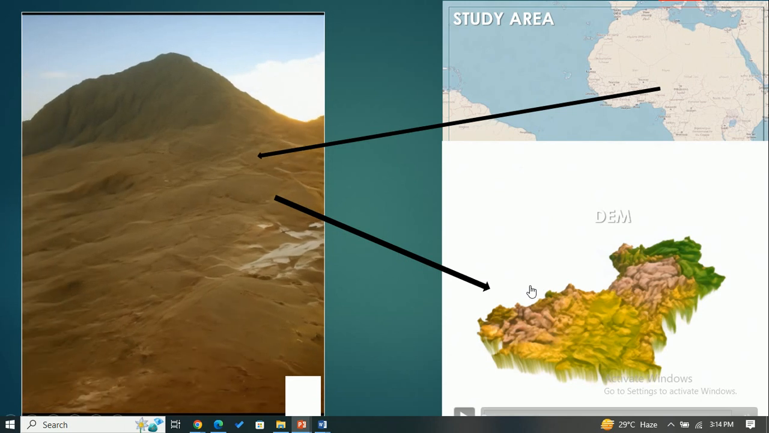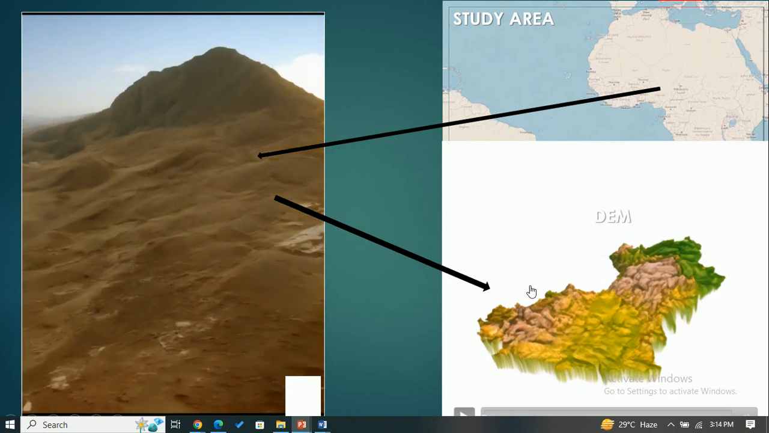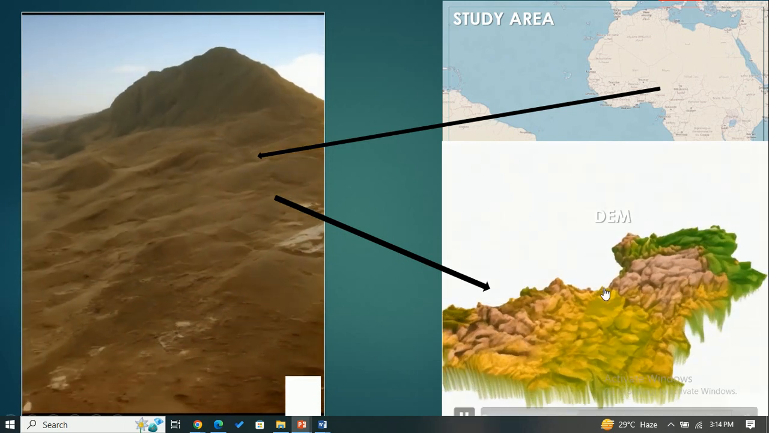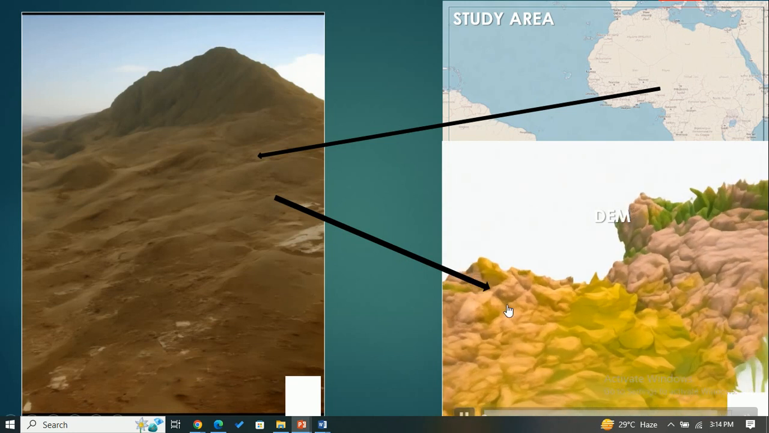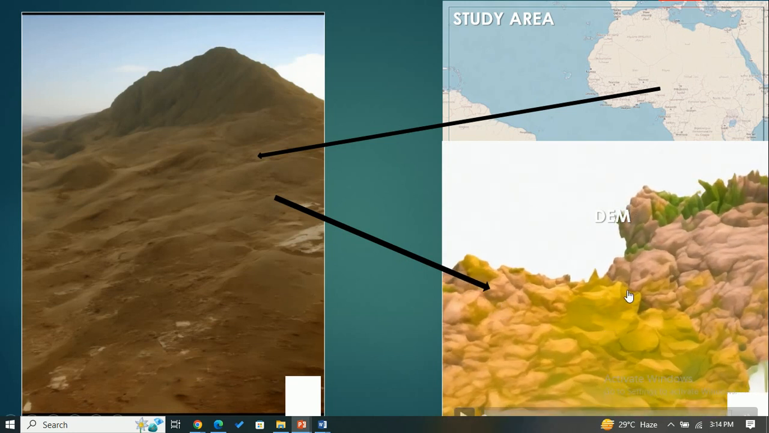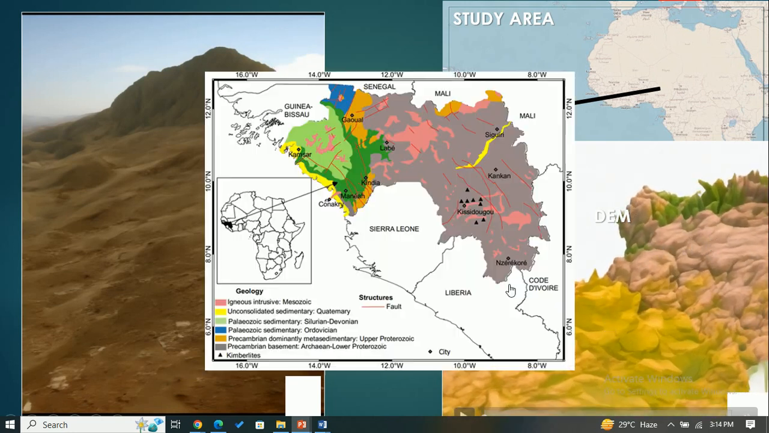Now the next thing is the 3D elevation. You can see that in the 3D elevation, this region is like a valley feature, and here is the minimum elevation, and here the maximum elevation. Now come to the geology of this study area.